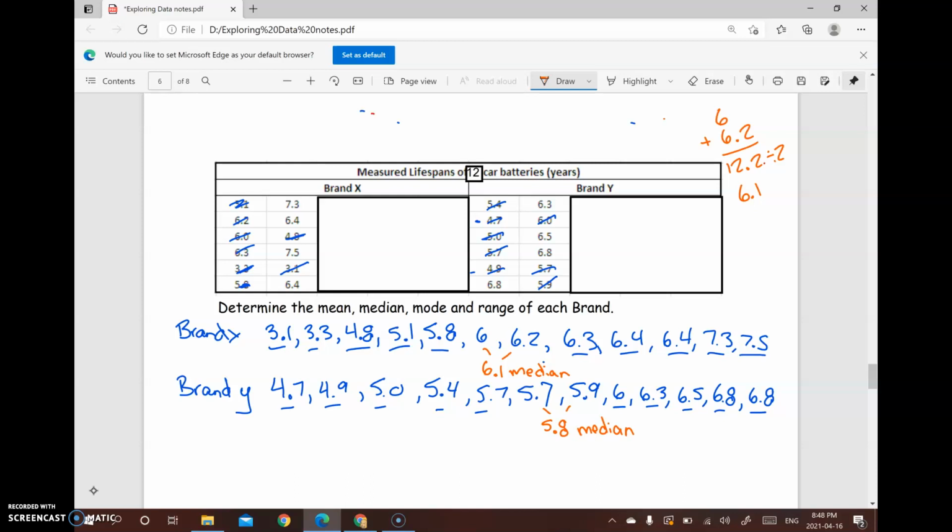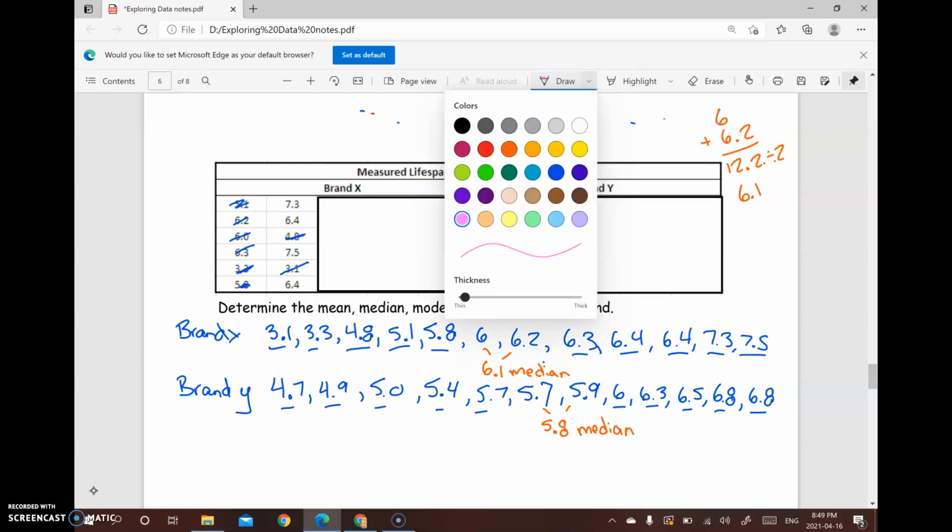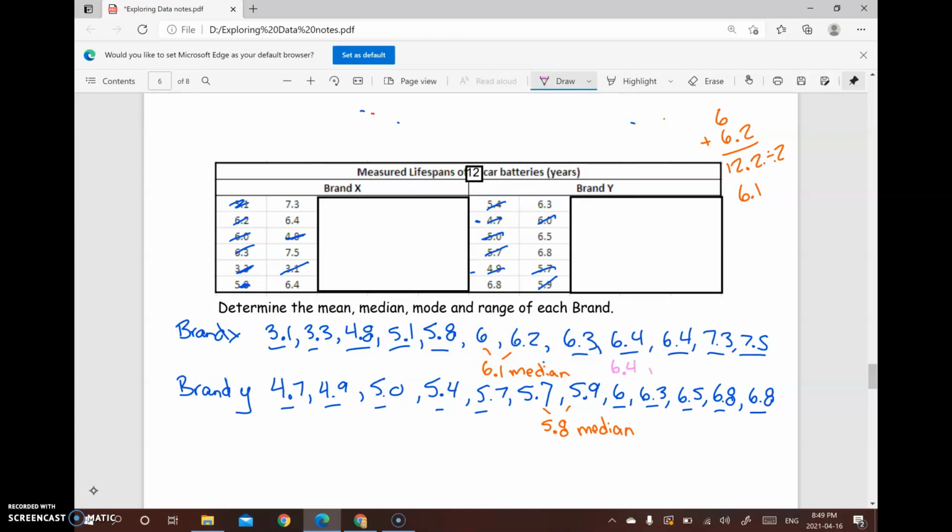Now the mode, we need to look at both brands and see which number is repeated the most. In brand X, it happens to be 6.4. And there's no other numbers that are repeated again. So 6.4 is my mode for brand X. And in brand Y, we have two modes. We have 5.7, which happens twice, and 6.8, which happens twice. So in that example, we have two modes.